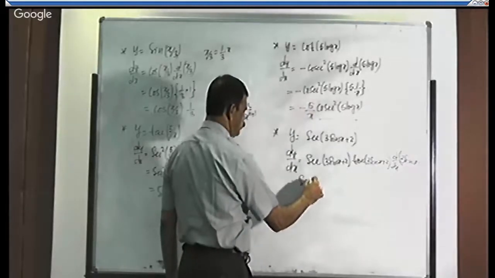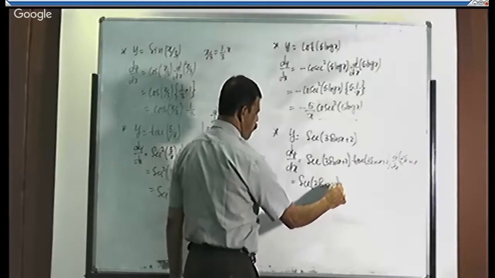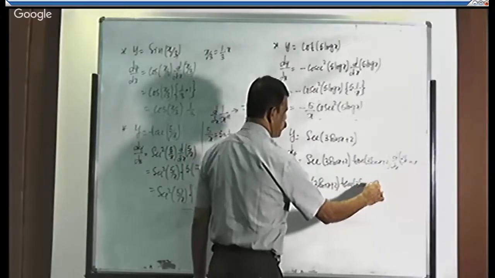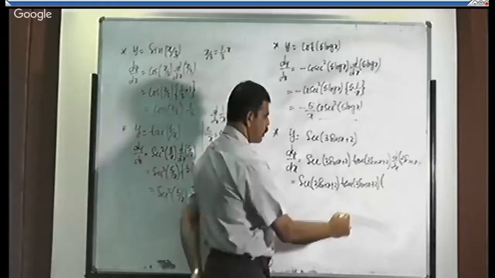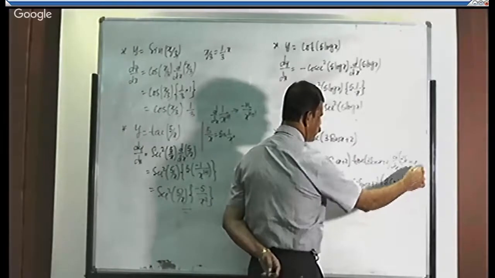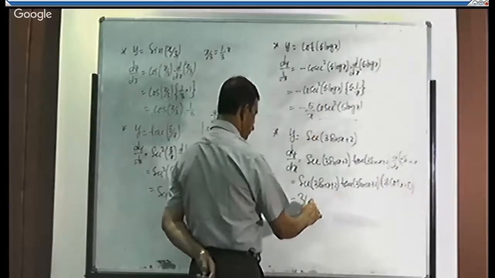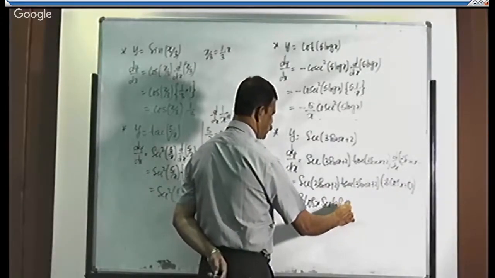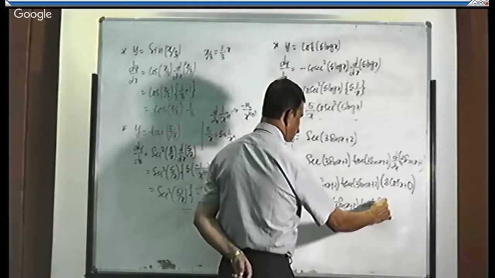So, secant of 3 sin x plus 2 into tan of 3 sin x plus 2 into differentiation of 3 sin x plus 2. Keep 3 as it is, differentiate sine, it is cos x, plus differentiation of 2 is what? 0. So finally, it is 3 cos x into secant of 3 sin x plus 2 into tan of 3 sin x plus 2.